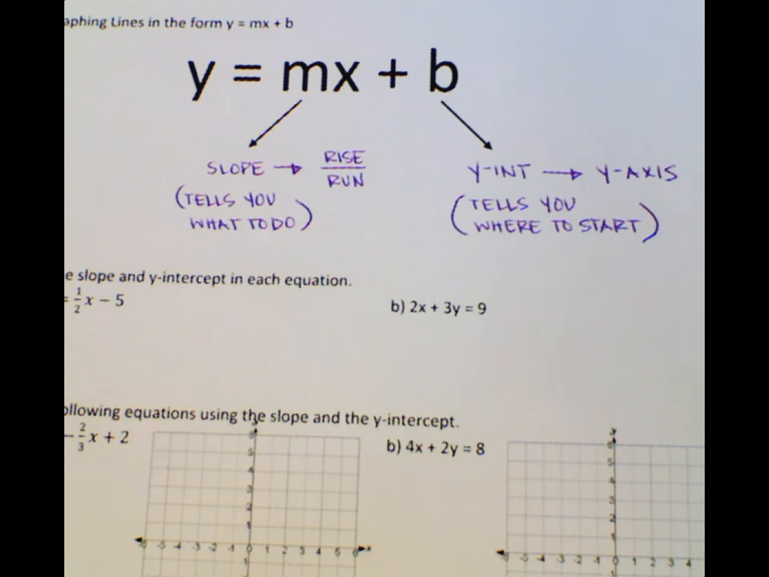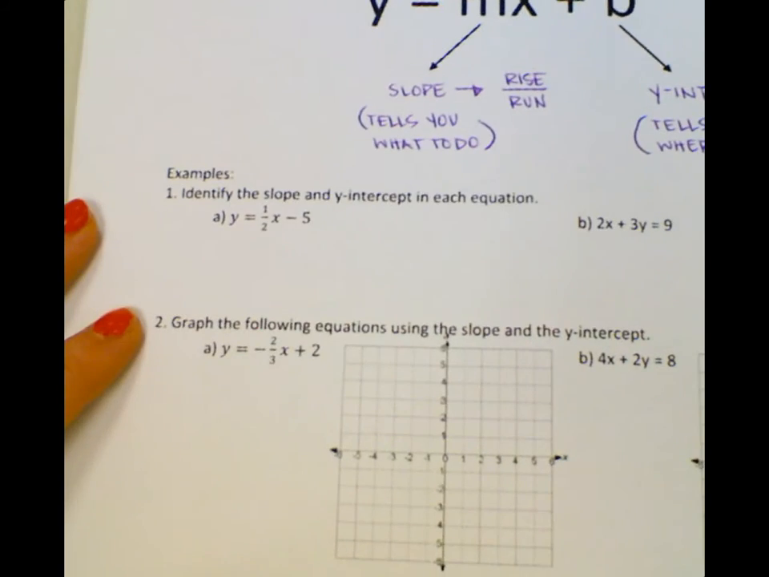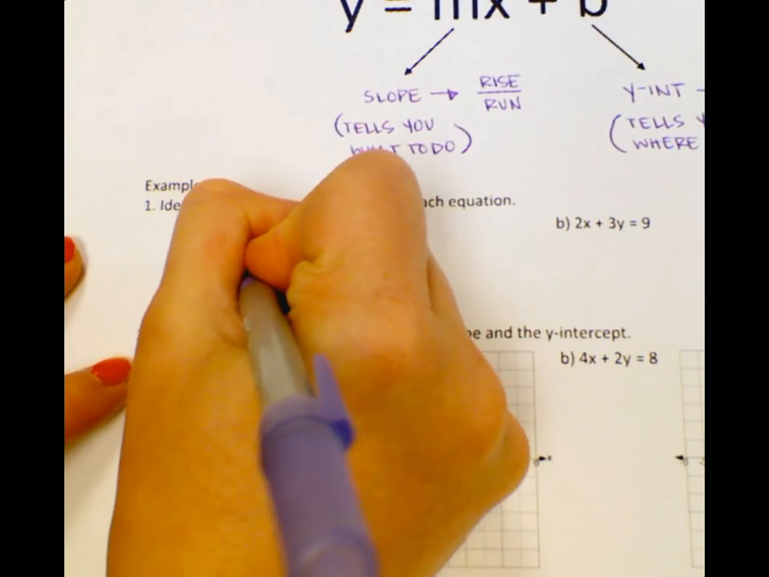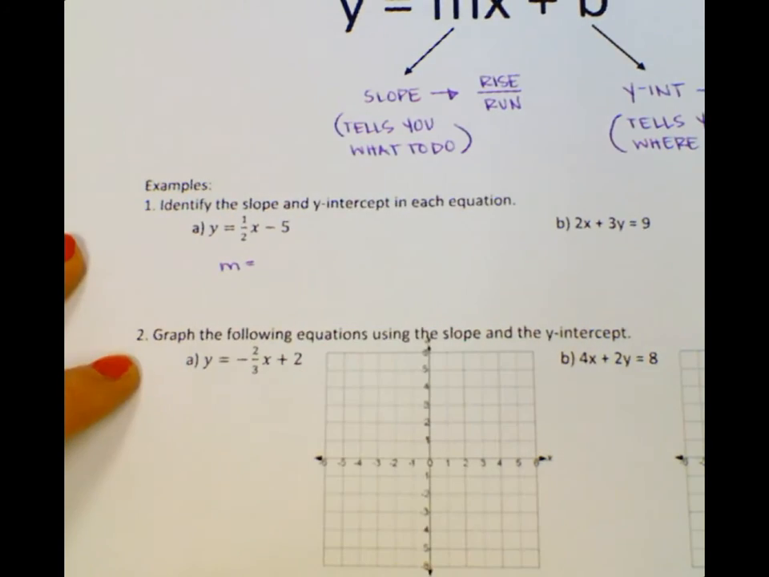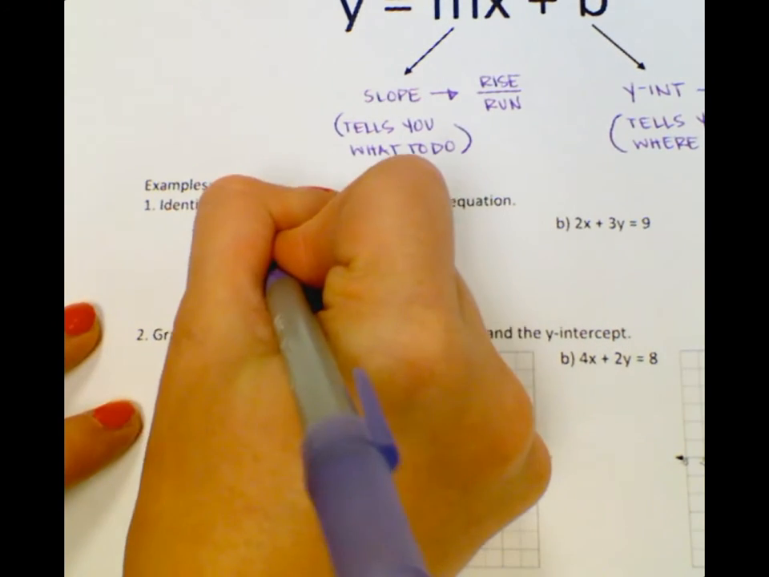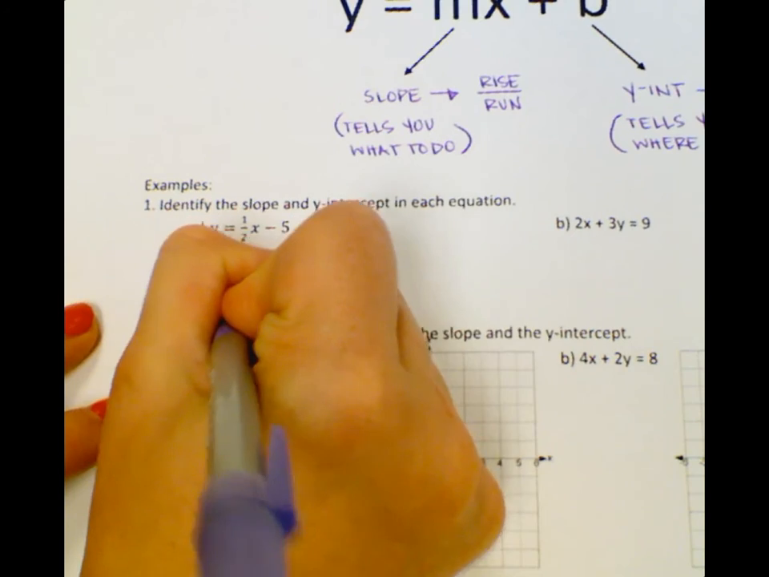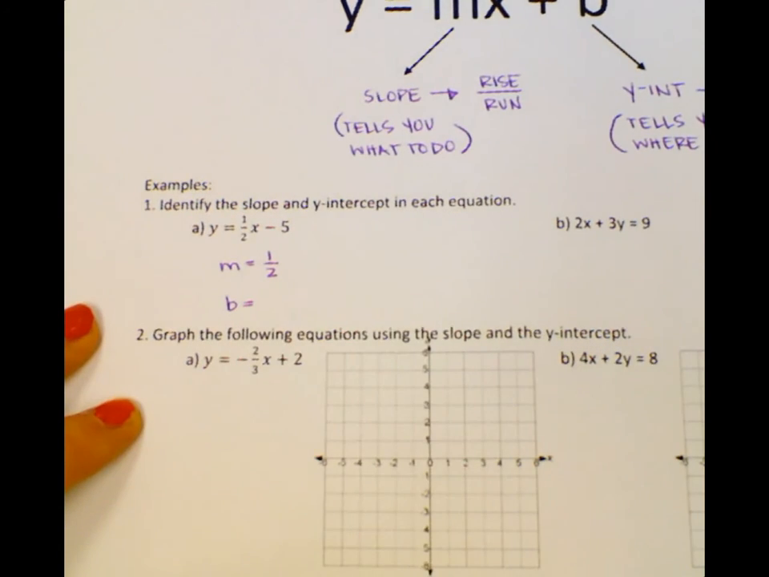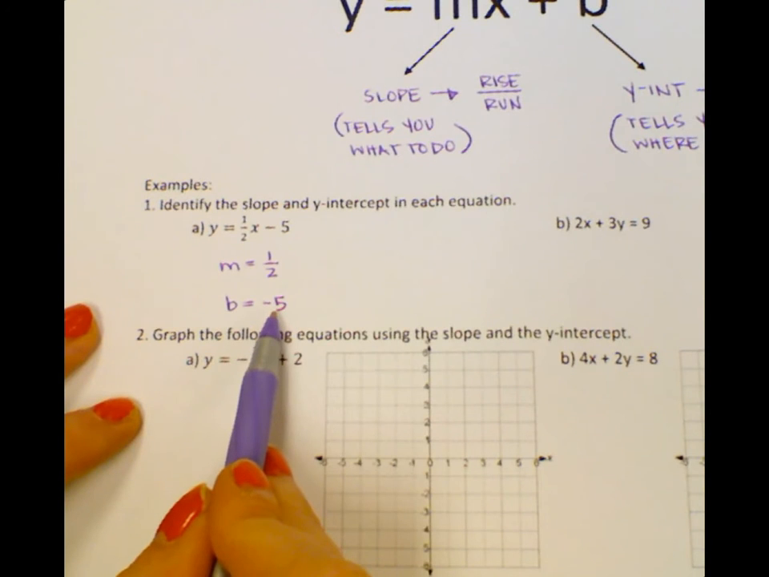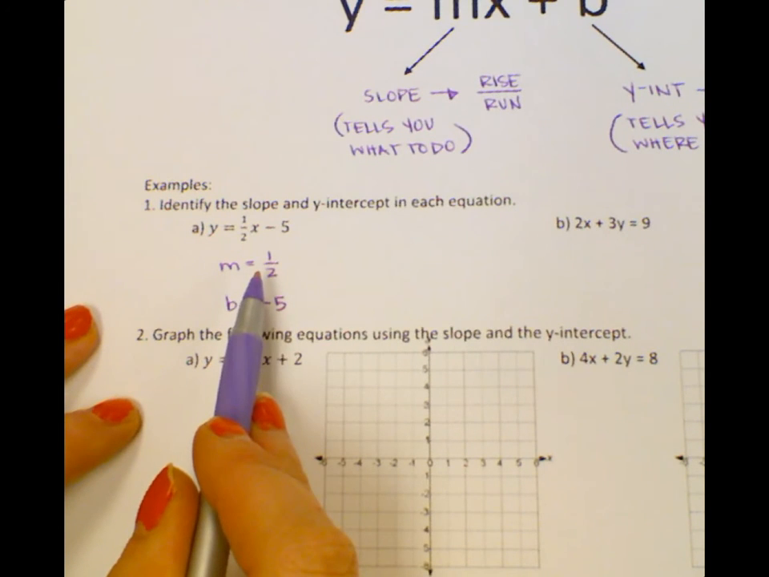Okay. So before we graph it, let's just look at example 1. We're just going to pull the slope and the y-intercept from the equation. So number 1 is pretty easy because it is in the form y equals mx plus b. So who is your slope in this equation? And remember, your slope is always in front of the x, always. So your slope here is 1/2. And who is your b, your y-intercept? Good, -5. So again, the b is where we start to make our graph. The m is what we do.